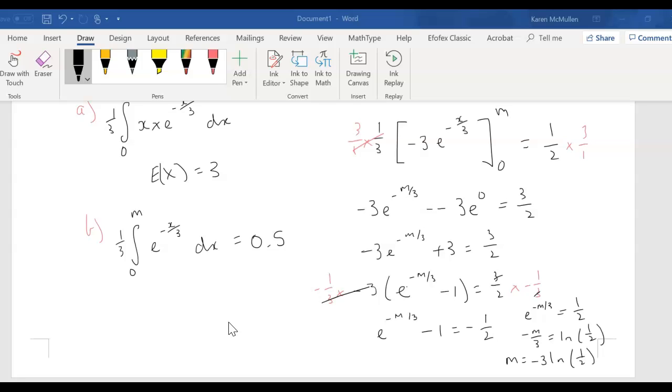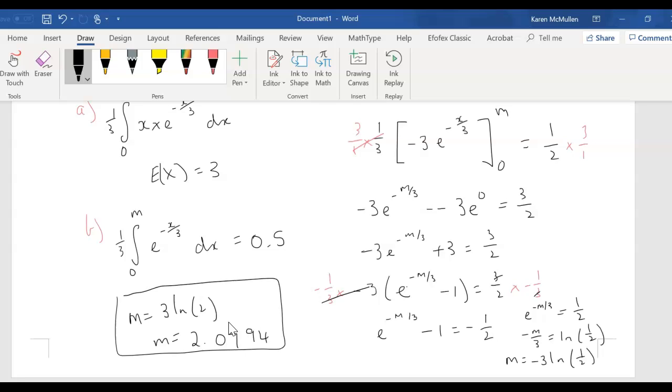Negative 3, I'm just doing this on my own calculator, log of a half. So m is equal to, if we're leaving it as an exact value, you could write 3 log 2. And its approximate value is 2.0794. All right, so a bit all over the place, but got there in the end.